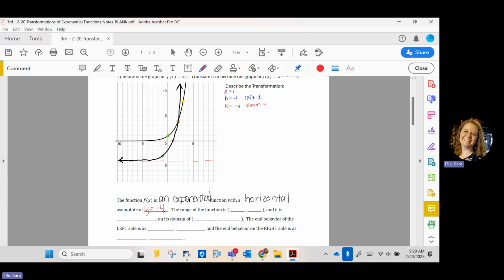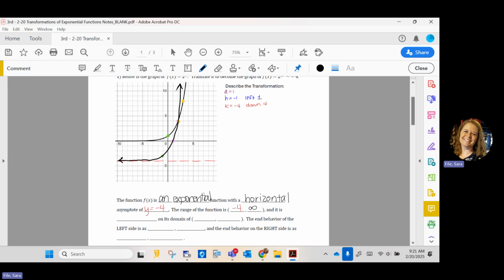What is the range of this function? If that asymptote is at -4 and the exponential is above the asymptote, what's my range? What's the lowest y value this graph is ever going to approach? Good. Yeah, the lowest it's going to get is -4. Now, it's not going to ever reach -4 because this is an asymptote. So that's why they've already got the parenthesis drawn. It's -4. And then somebody said it's going to go up to infinity because it goes up forever. That's correct.